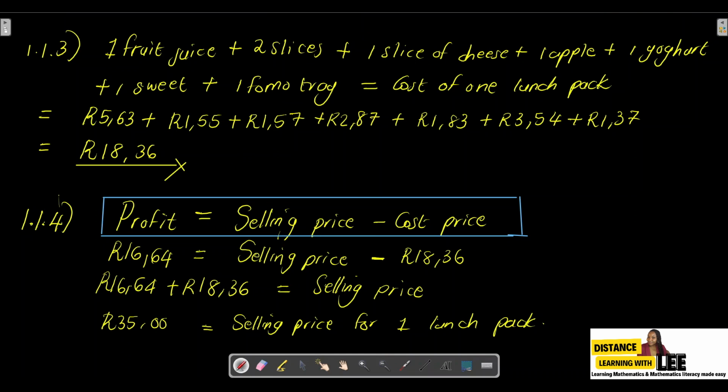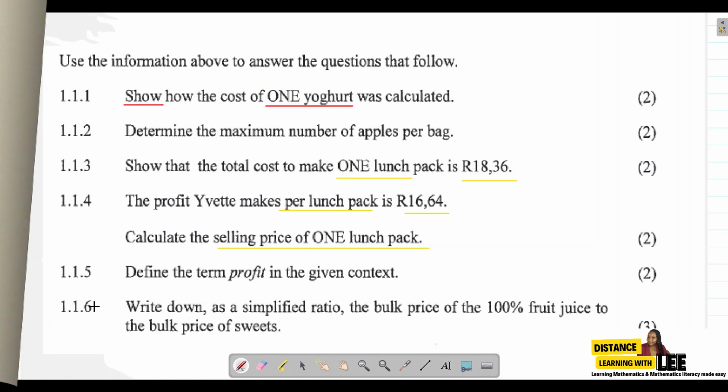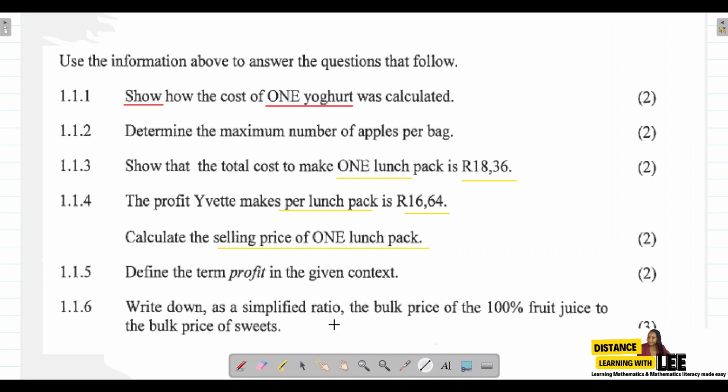Okay, and question 1.1.6: write down as a simplified ratio the bulk price of the 100% fruit juice to the bulk price of the sweets. Okay, so I love these questions, guys. They literally tell you what you need to do. How do we know that we're working with ratios? Because they said write it as a simplified ratio. And what are we writing as a simplified ratio? The bulk price of the 100% fruit juice.